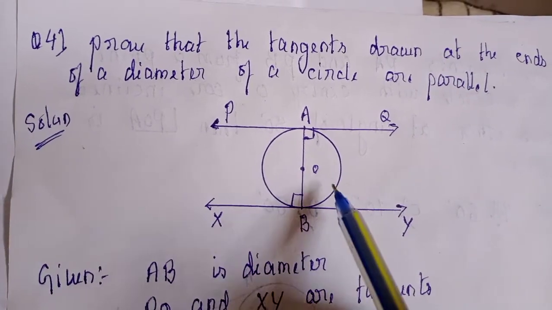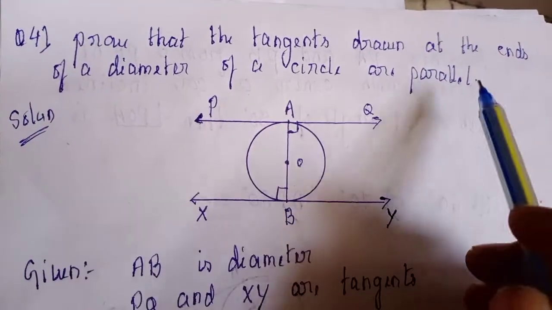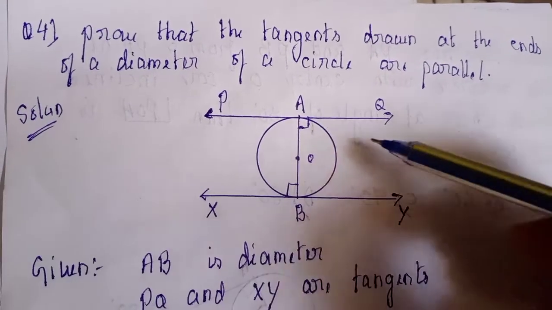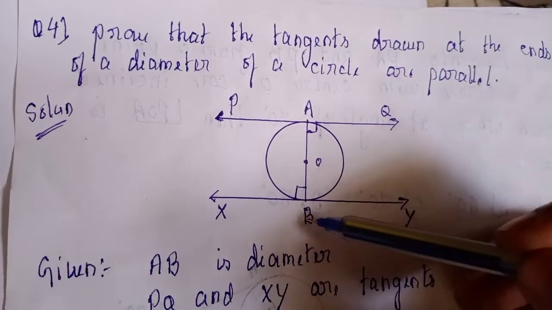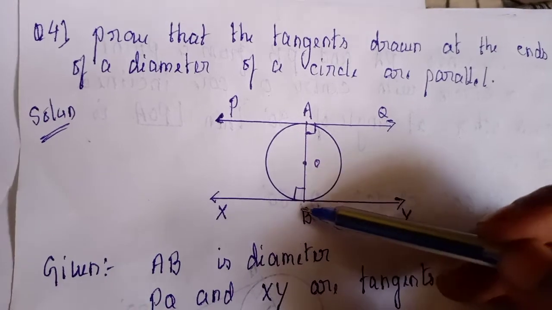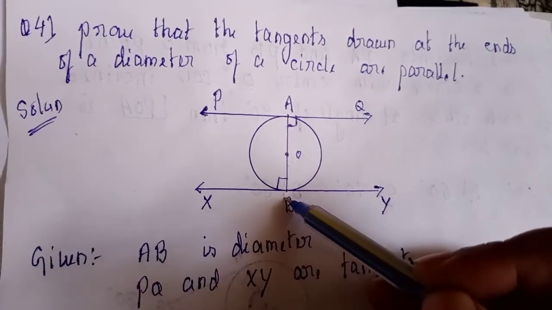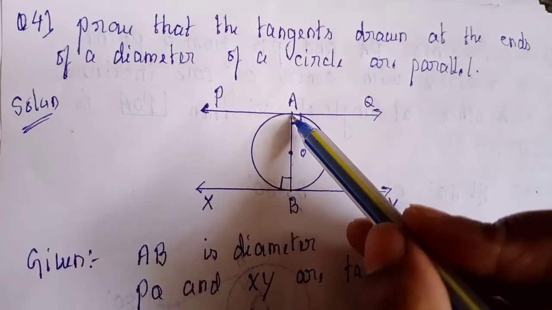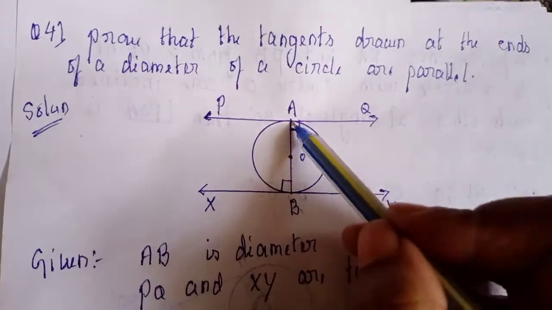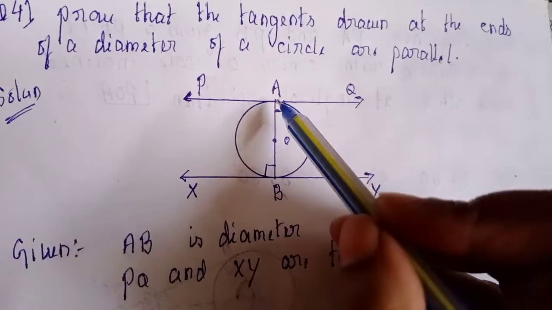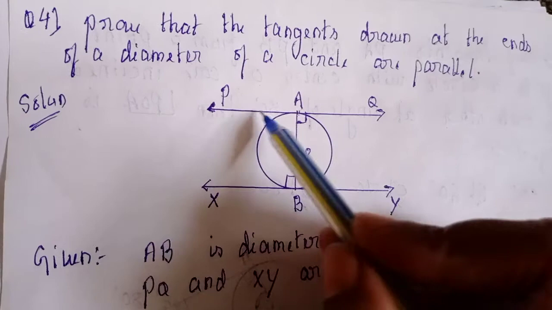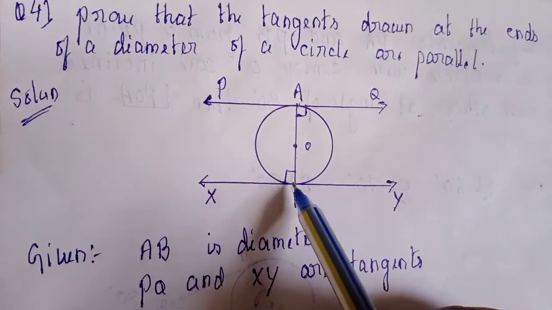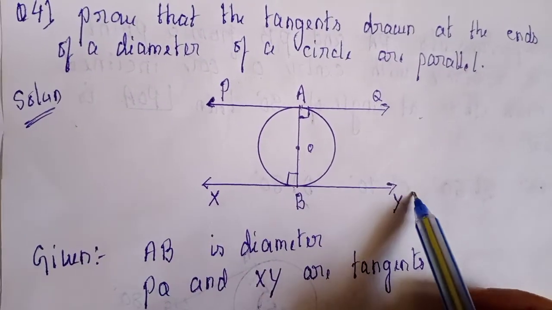So draw a circle, and the tangents are drawn at the ends of the diameter. First draw the diameter. So what is the diameter here? AOB is the diameter. Now draw the tangents at the ends. Where are the ends of this diameter? That is point A and point B. So at point A, draw one tangent, and at point B, draw another tangent.